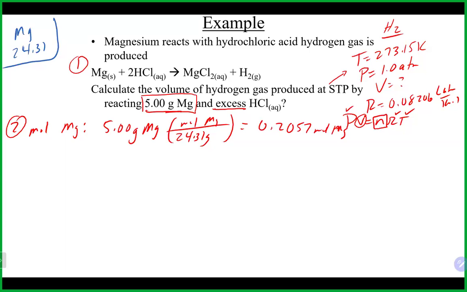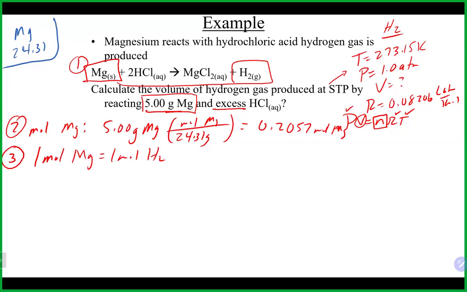Once again, we don't need moles of magnesium, but we do need moles of hydrogen. So this is going to be the stoichiometry part of the calculation, which is the relationship between those. And we can see that for every 1 mole of magnesium, we get 1 mole of H2. That makes the math not too bad here. So we'll take our moles of magnesium and do our stoichiometry to convert it into hydrogen. That's going to give us 0.2057 moles of hydrogen.